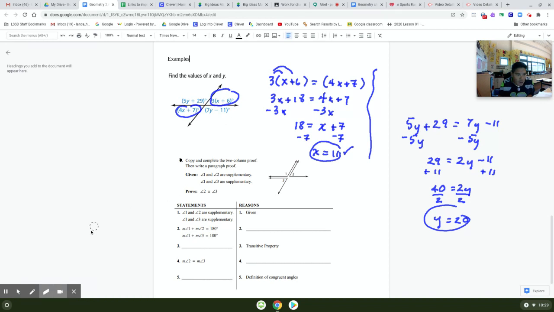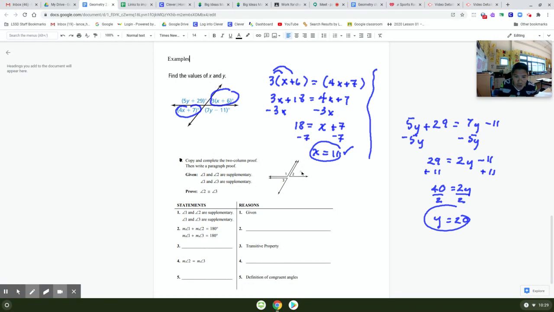Okay. And then on the second example, now we want to use what's set up for us already in this 2-column proof to fill out either reasons or statements. It might be helpful if you're following along, if you had your list of definitions, postulates, properties, and now theorems as well. So look at what's given.